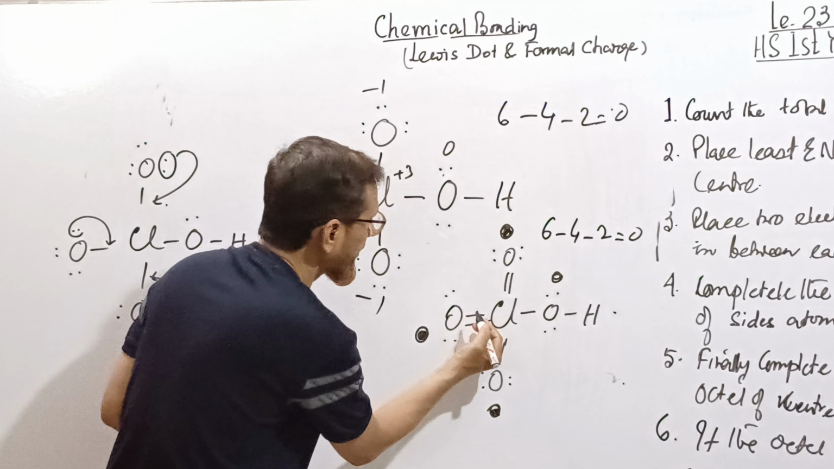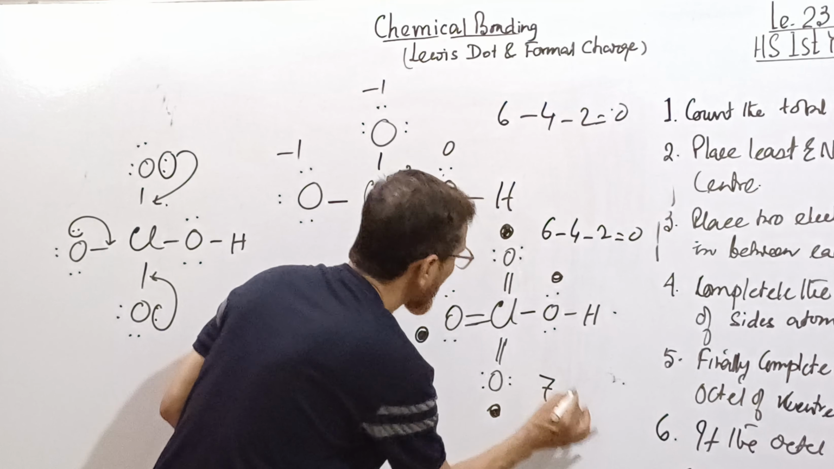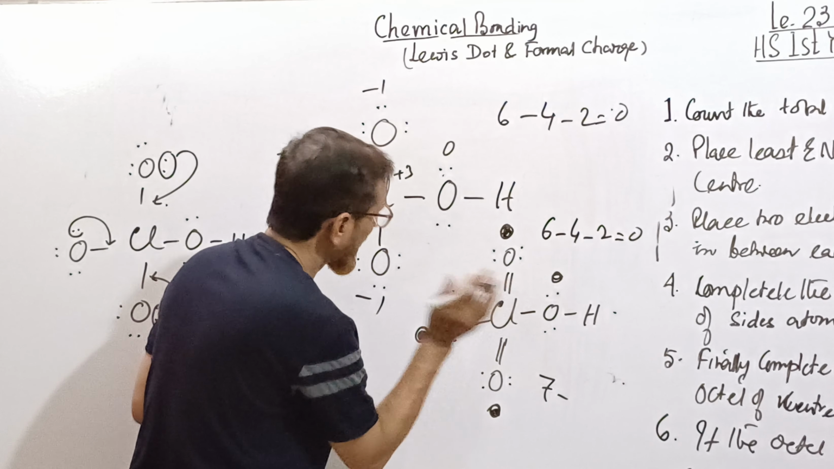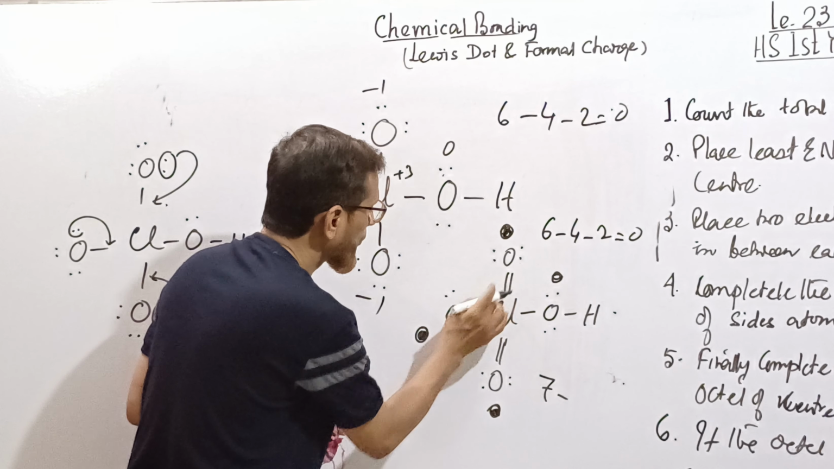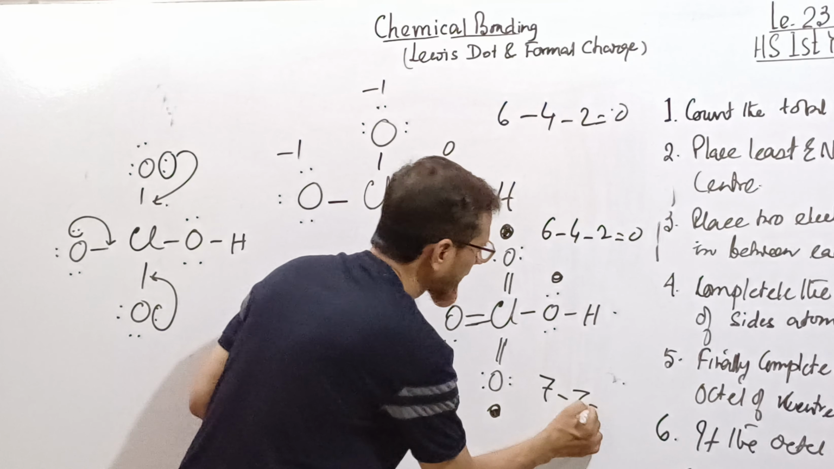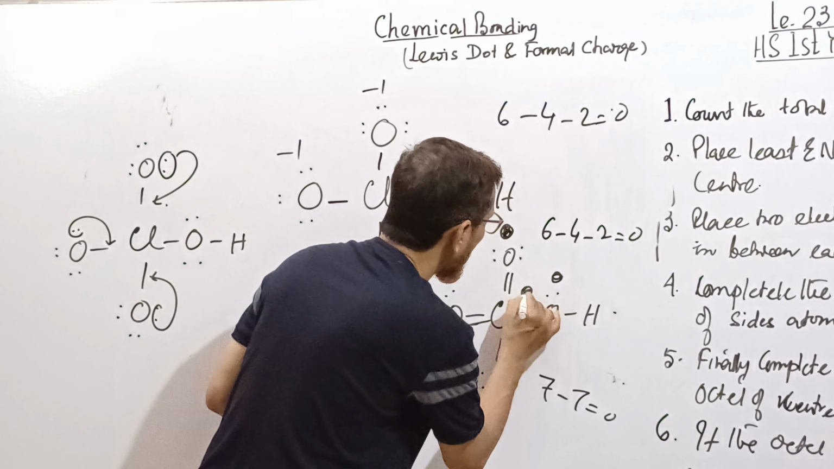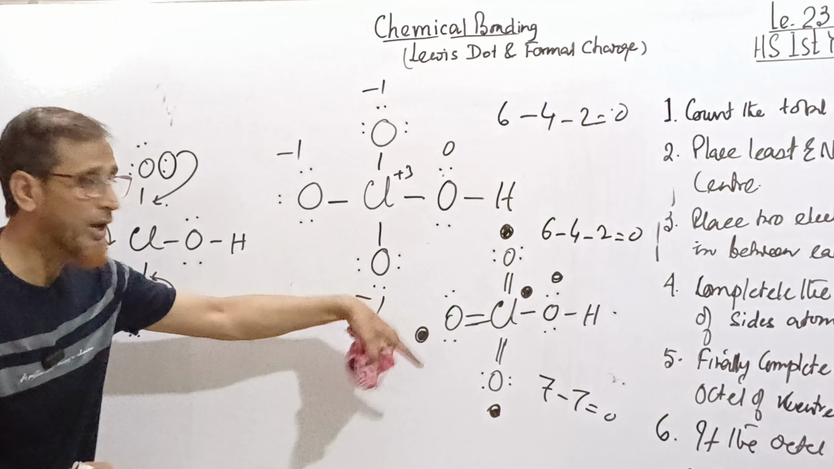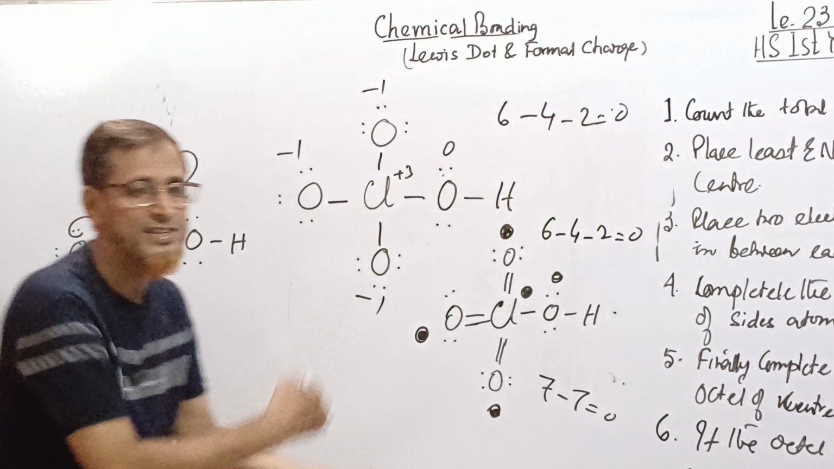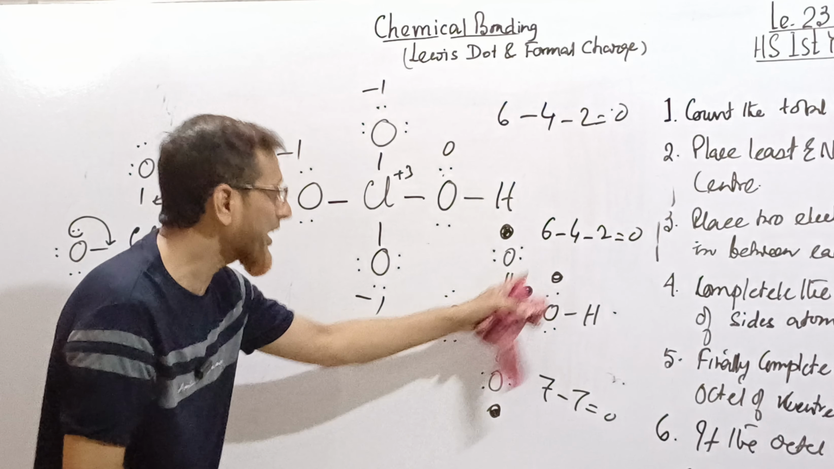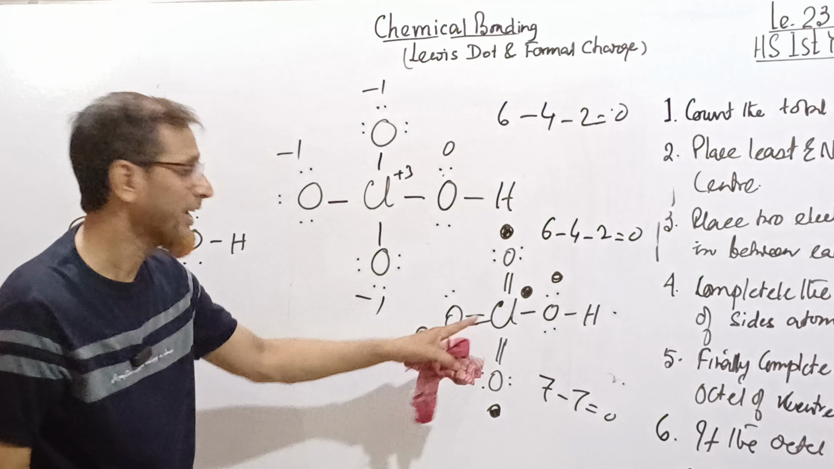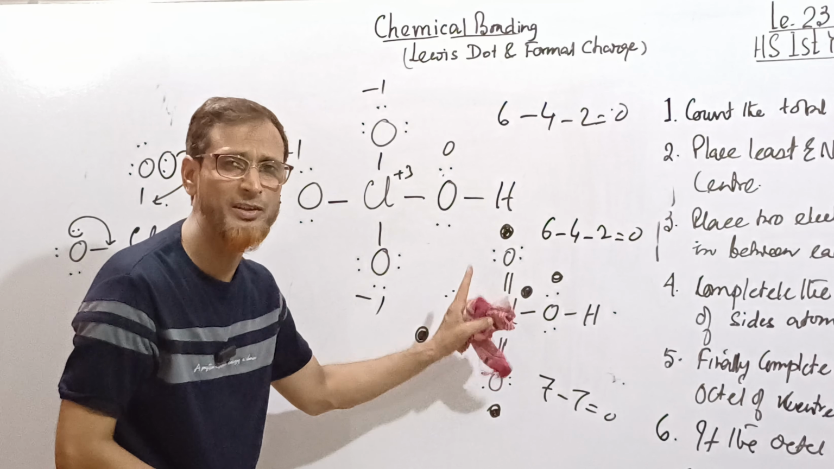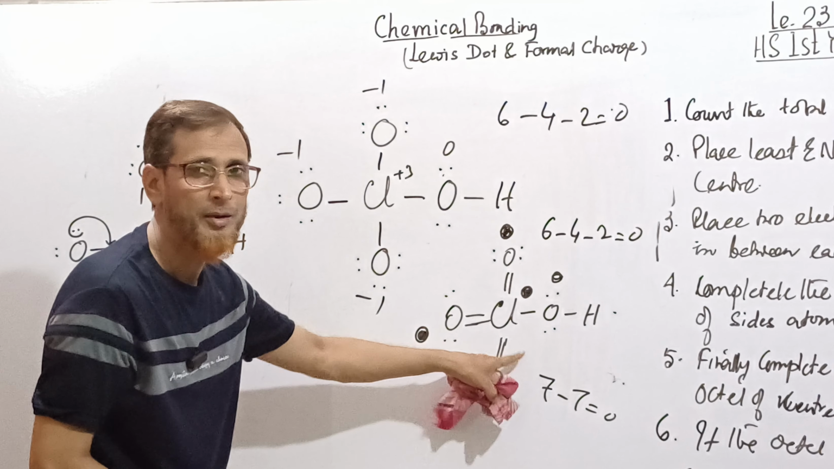And what is that chlorine? Chlorine equals 7 minus no lone pair. How many bonds? 2, 4, 6, 7. Again it is also 0. So here we have just rearranged the electrons in such a way that maximum zero formal charges appear, and this is a very good structure. So this is the main structure.